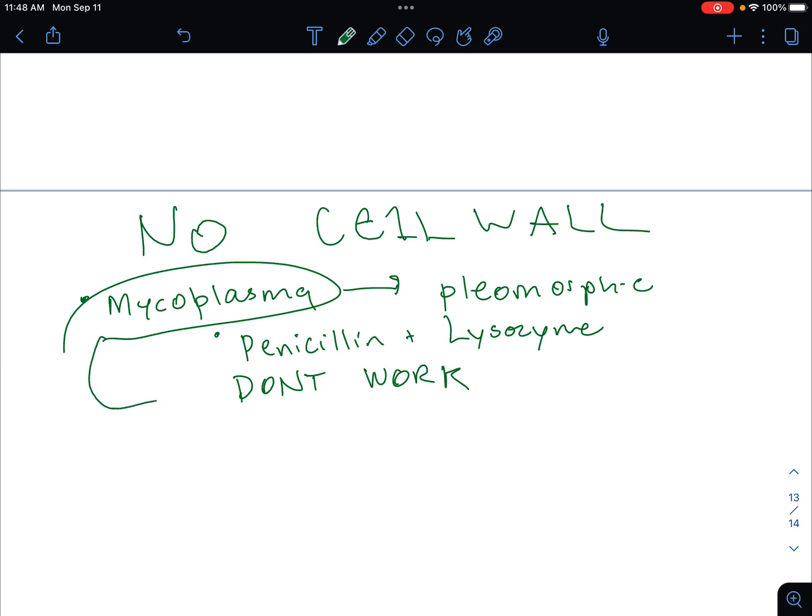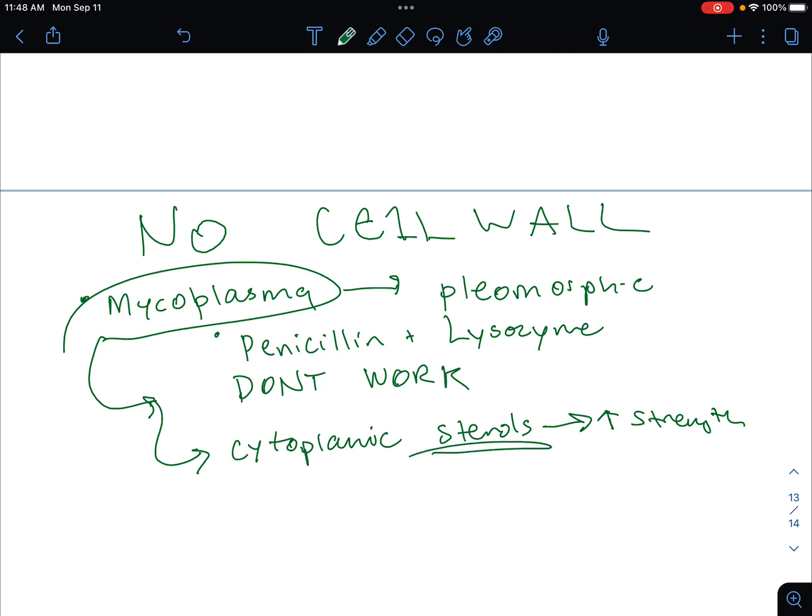However, they do have some cytoplasmic sterols, like cholesterol and whatnot, and these increase strength. So they still do have strength in their membranes. It's just because of these sterols.